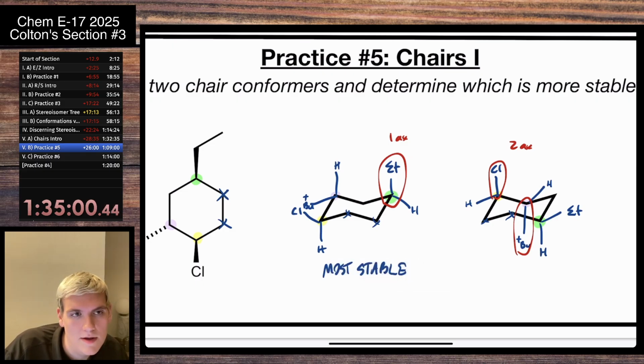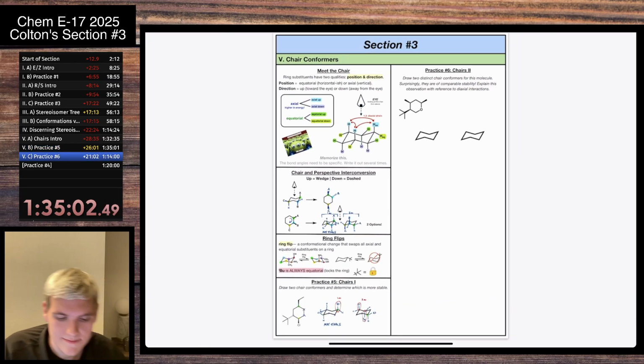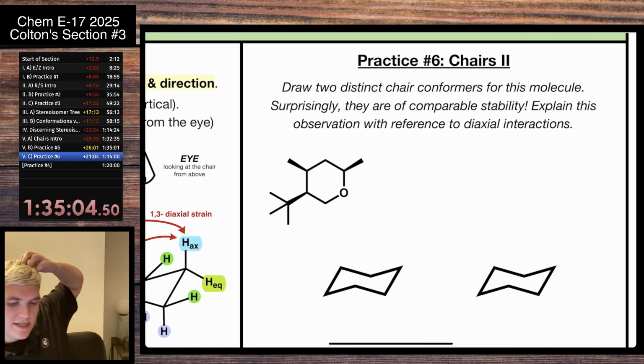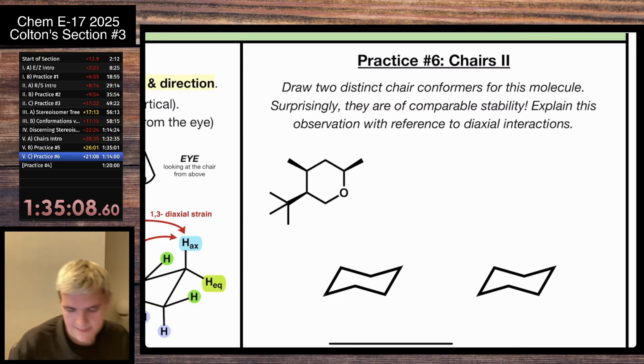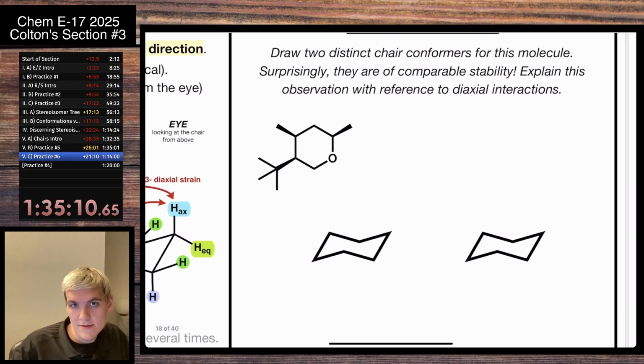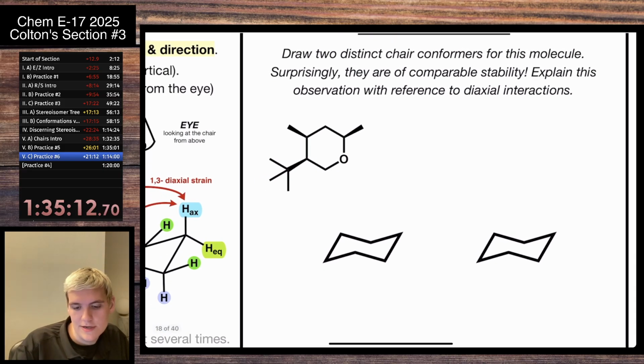Then, moving right along, practice number 6 here. Draw 2 distinct chair conformations for this molecule. Surprisingly, they're of comparable stability. So the weird thing here is we have an oxygen in our ring. So I'm going to take that as kind of my green carbon starting position.